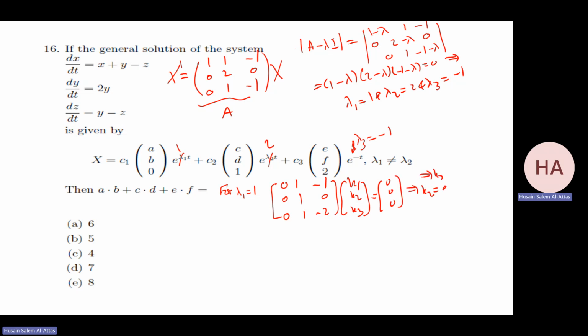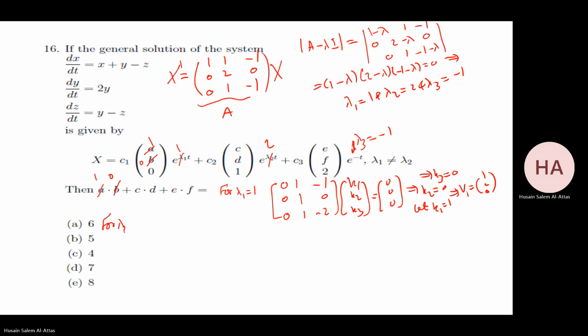So that implies K3 equals 0. So I let K1 equal 1. So V1 is 1, 0, 0. So this is 1 and this is 0. This is 1 and this is 0. So the answer is 0 here.